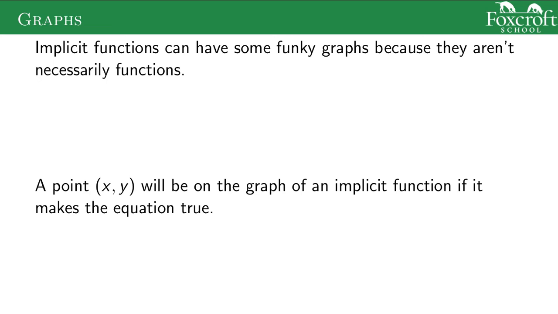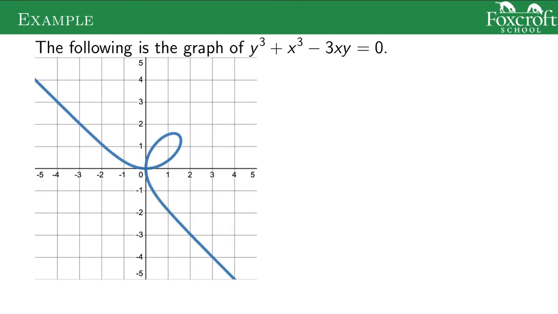All right, so implicit equations can have some funky graphs because they aren't necessarily functions. We can start getting things looping over. We can get circles, all these things we can't have with functions, we can have in an implicit equation. But how do we figure out what the graph looks like? A point (x, y) is going to be on the graph if it makes the equation true. So let's look at a quick example.